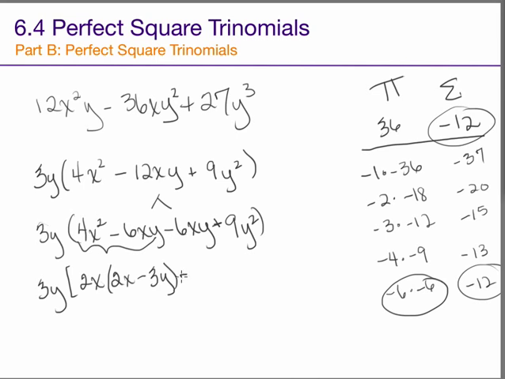This sign comes down, and I can look for the greatest common factor of these two terms. 3 goes into both 6 and 9. There's an x here, but not here. There's a y here, and although there are two y's here, I can only undistribute one copy. What's left over is 2x minus, because a negative times a negative is a positive, 3y.